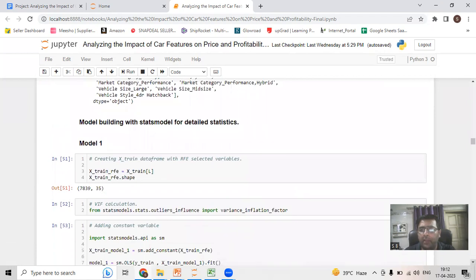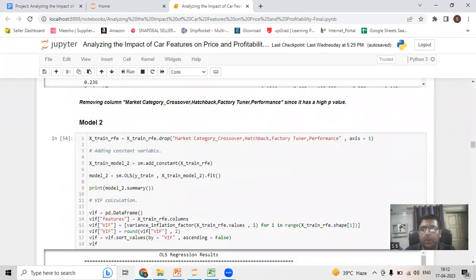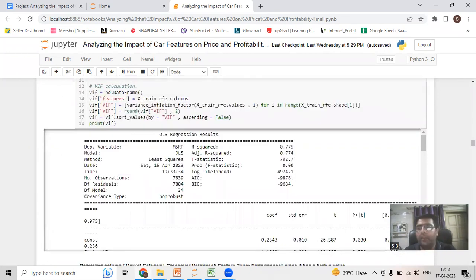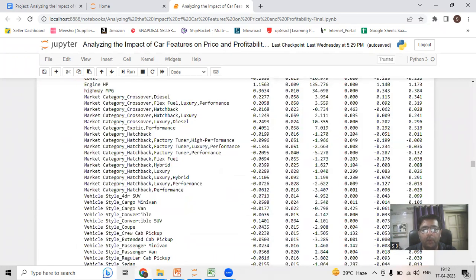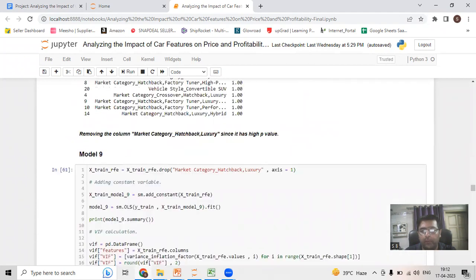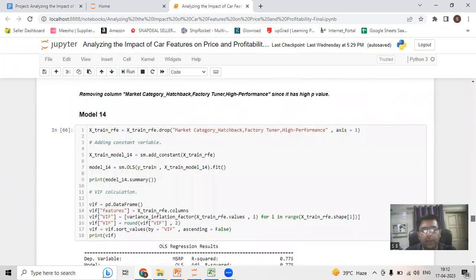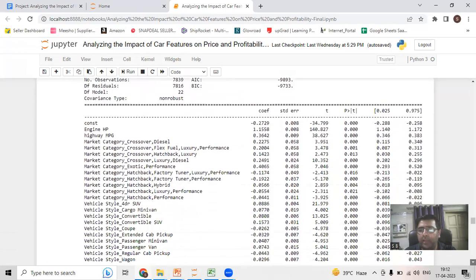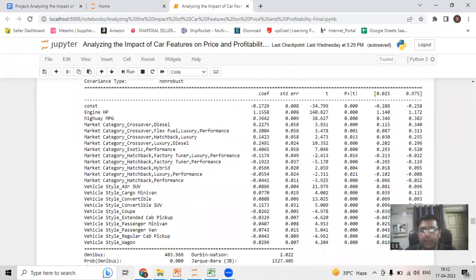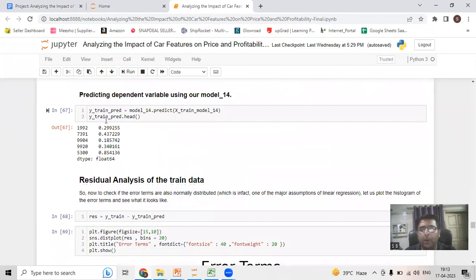So one by one, we have created 14 models, and one by one, I have dropped the features which were having higher p-values or higher VIF values. After iterating through these models, I found the 14th model, which has 22 independent features, all having p-values less than 0.05 and VIF, that is variance inflation factor, less than 5. So I finalized this model and predicted the price column of the cars with the help of this model.